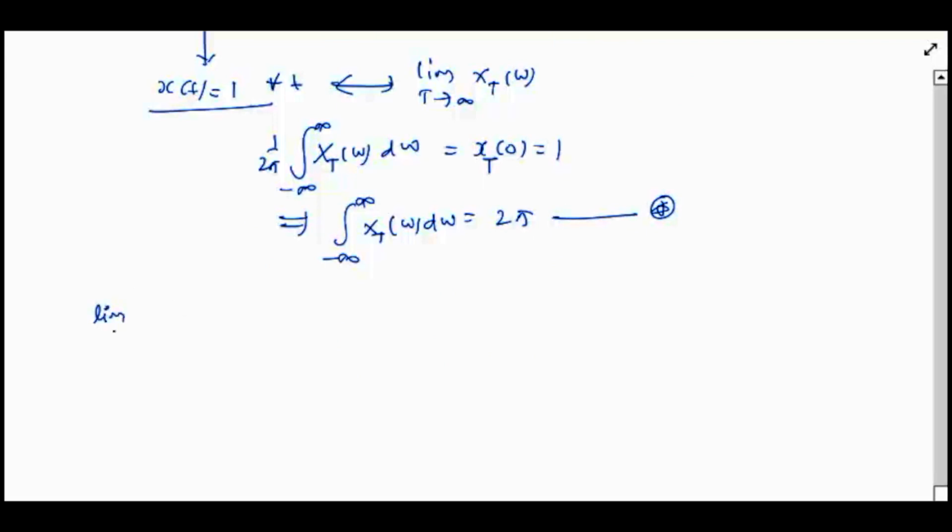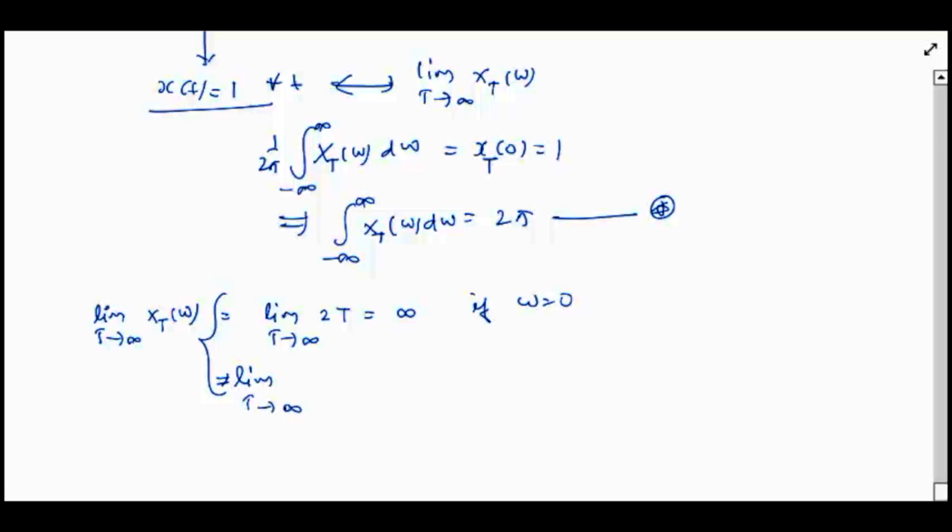If I compute the limit as T tends to infinity of X_T(omega), then this turns out to be the limit as T tends to infinity of 2T, which is infinity if omega is equal to 0, and this is the limit as T tends to infinity of 2 sine(omega T) by omega if omega is not equal to 0.